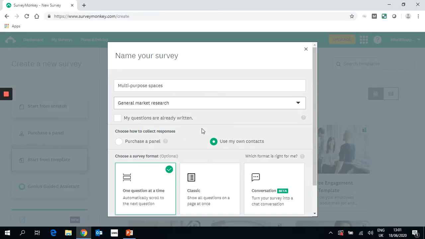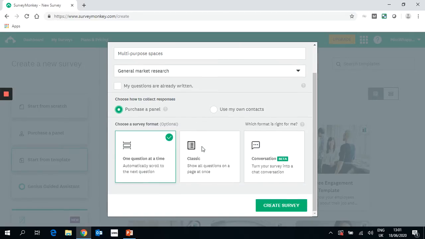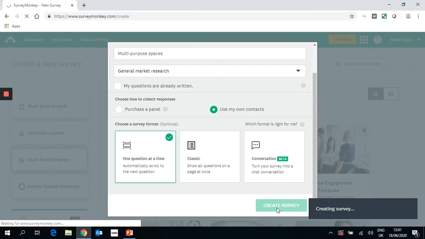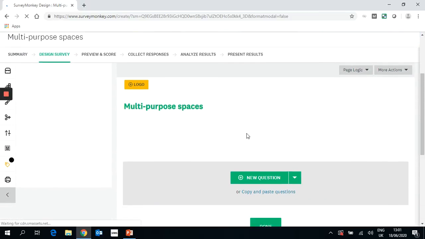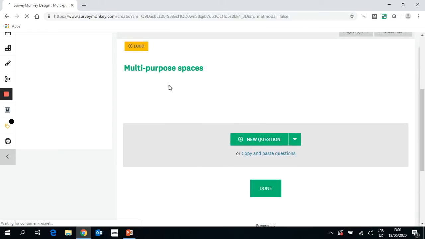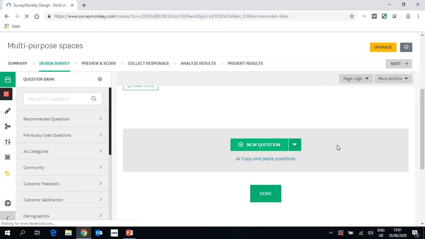So, how to collect responses. I'm going to use my own contacts. Okay. So, what I want to do is I want to do one question at a time, because the other shows all the questions at once. I would stay away from the conversational one, but one question at a time. Great. So, right. I've got my multi-purpose spaces survey. So, I'm going to click on new question.